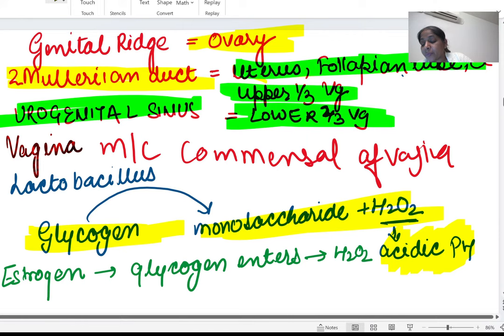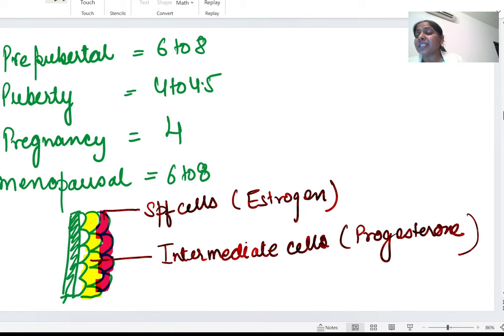Estrogen, very good. Which hormone allows estrogen to enter the vagina? Very good, glycogen. So now, what does the glycogen do? Glycogen is changed by lactobacillus, under the influence of estrogen, into monosaccharide and H2O2, and this H2O2 makes the pH acidic. Now write down in the chat box very fast.